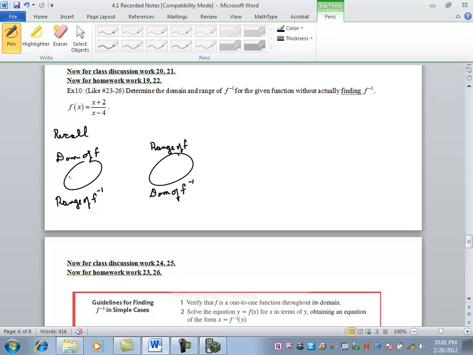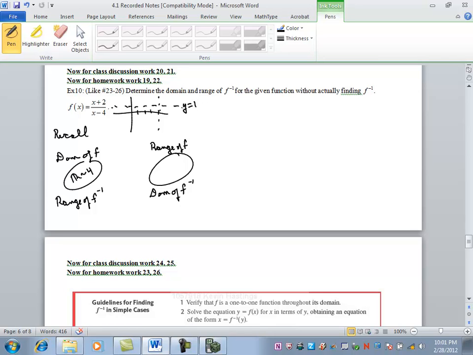Well, my domain of f is the set of all reals except for 4, right? If I put 4 in for x, we've got a problem. Now, on the other hand, we need to think about what the range of this function is going to be. And we know approximately what this function is going to be. It's going to have a vertical asymptote at 4. But it's also going to have, more importantly for our purposes here, a horizontal asymptote at y equals 1.